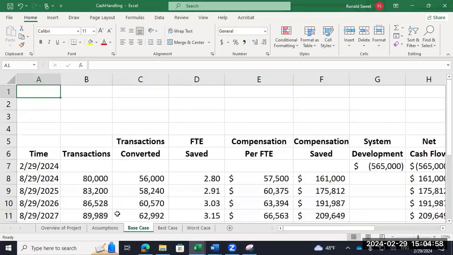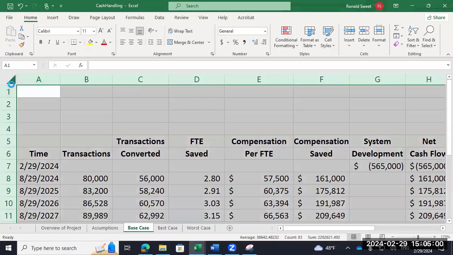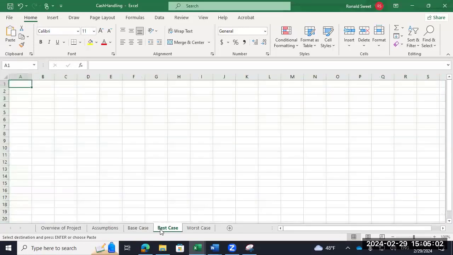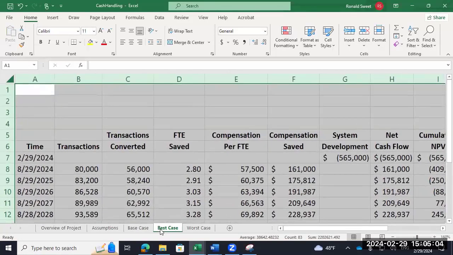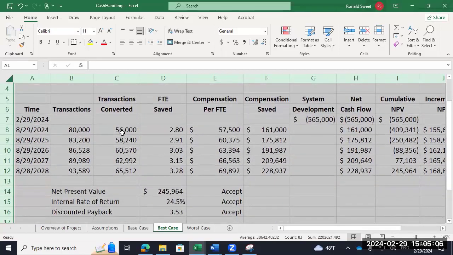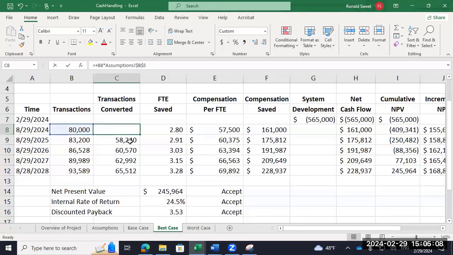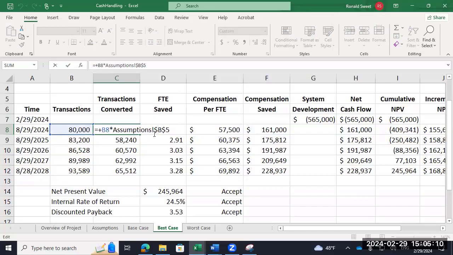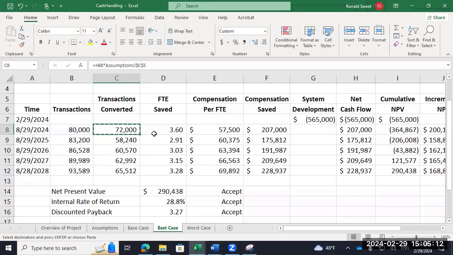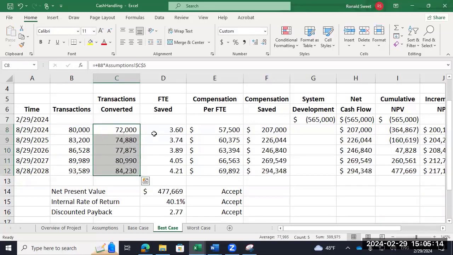Mine's up there before, so we can just copy the base case again. Just hit enter. So all we have to do is change transactions. So instead of B or D, we're going to use C. Copy that down, and we're done. That's why we like Excel, right? It does all the work for us.